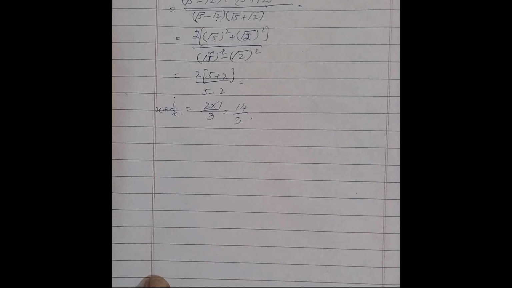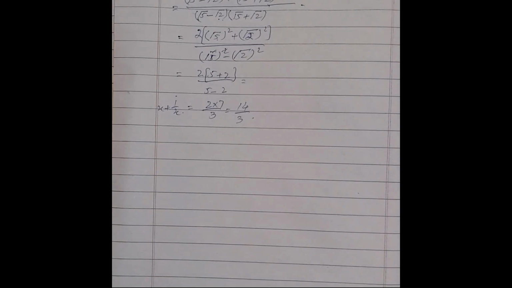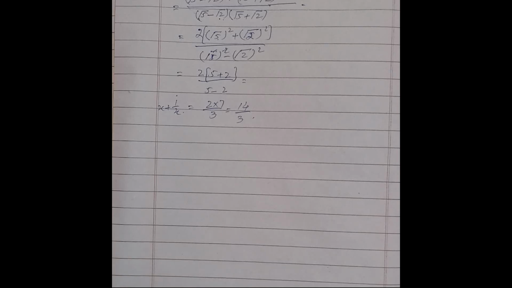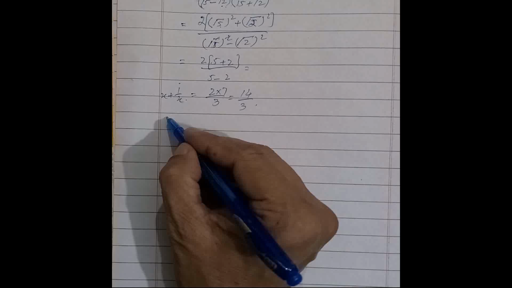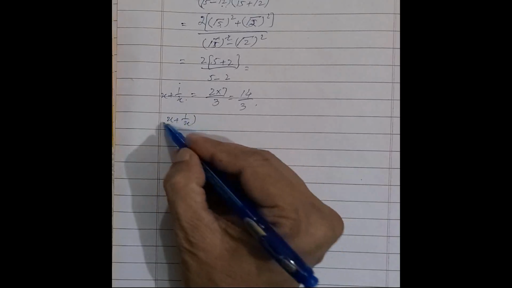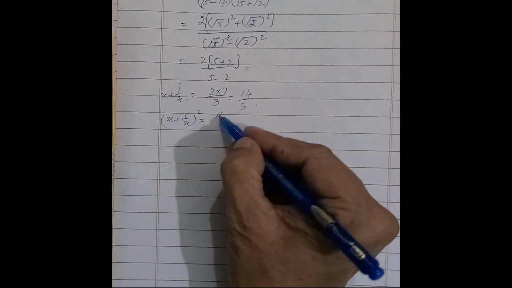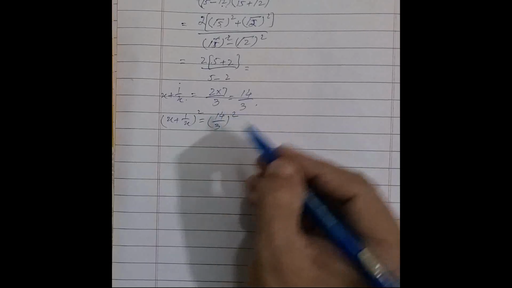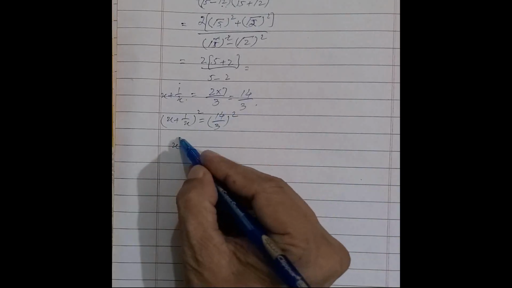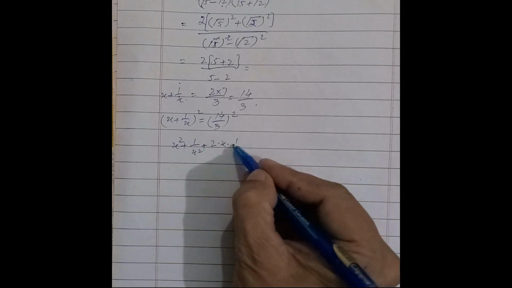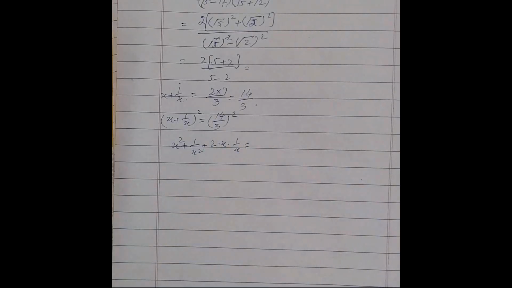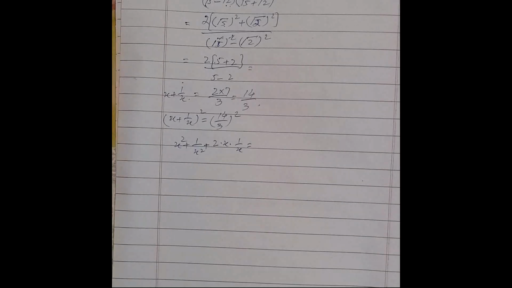Now we find the value of x square plus 1 over x square and x cube plus 1 over x cube. Taking square both sides, we get x plus 1 over x whole square is equal to 14 over 3 whole square. This value is x square plus 1 over x square plus 2 times x into 1 over x is equal to 14 square over 3 square. 14 square is equal to 196.